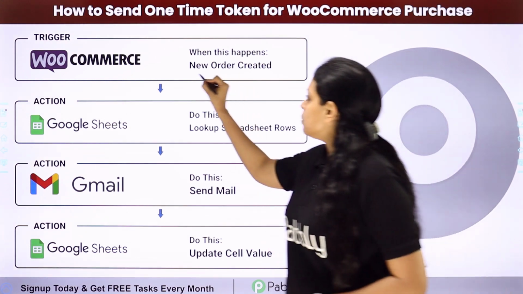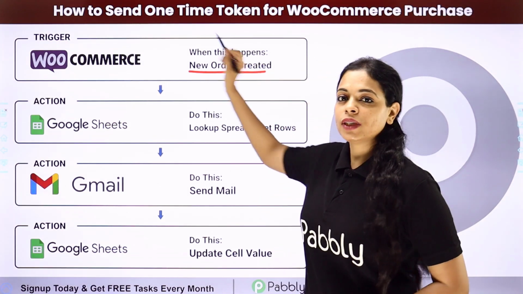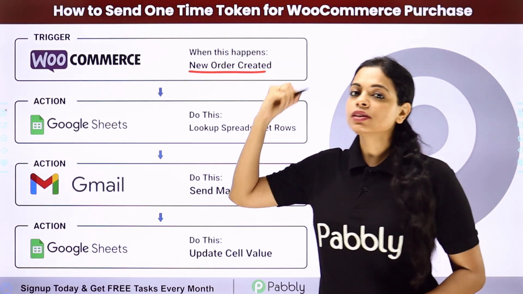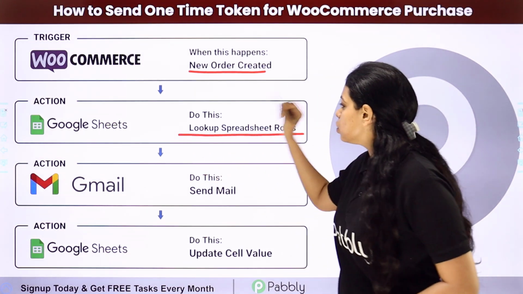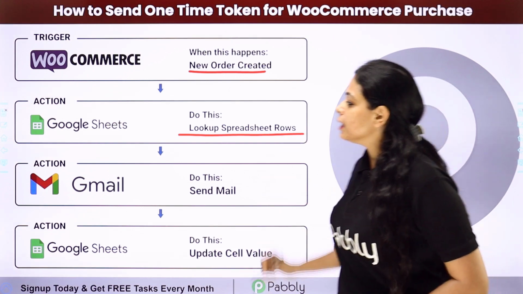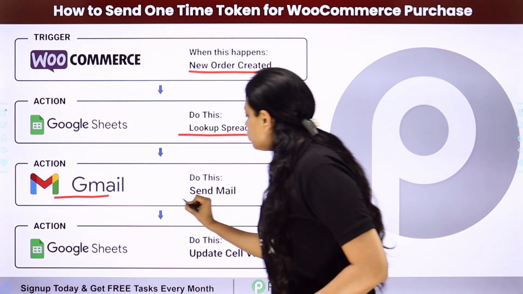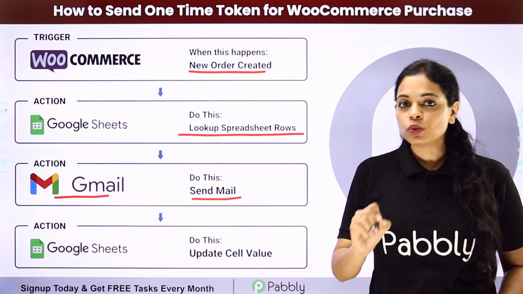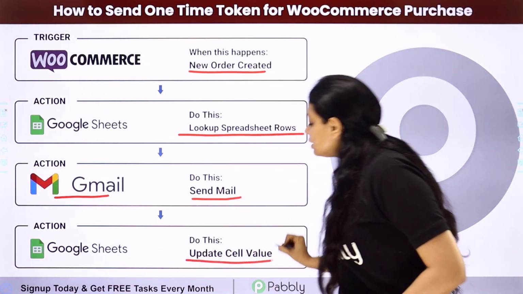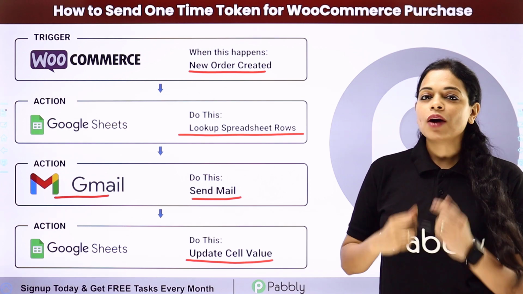So here what I am going to do is, the moment this order is created on WooCommerce, I have got certain coupon codes in my spreadsheet. So first I am going to use the event lookup spreadsheet rows, and then I am going to use Gmail, where I am going to first send the mail and then update the cell value of my Google Sheet with the updated status of the coupon code. How can that be done?